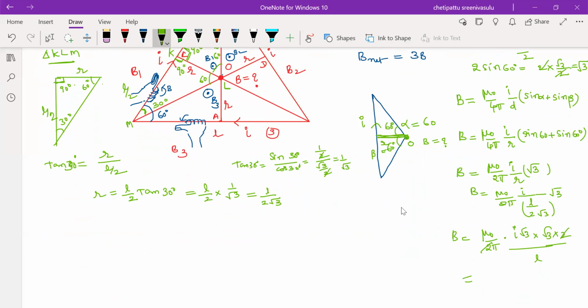Here you can write, root 3 into root 3 multiplication, mu naught by pi, 3 I by L. This is the magnetic field.